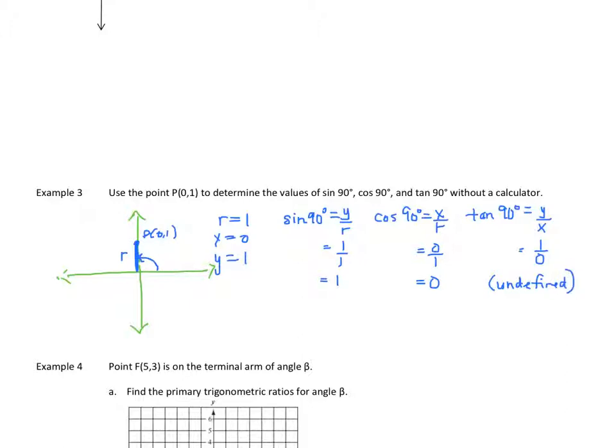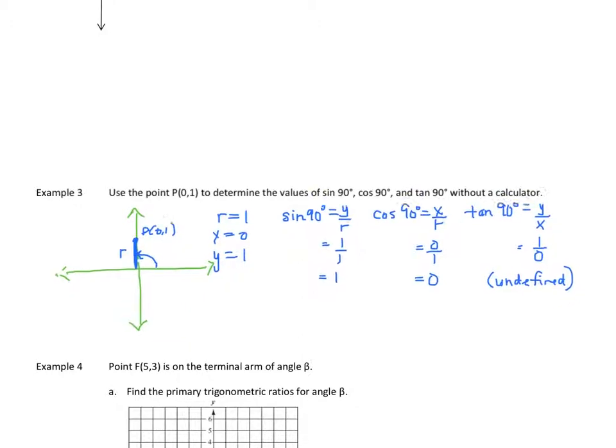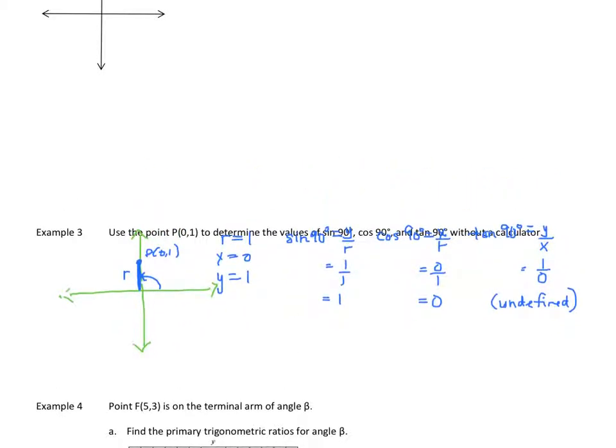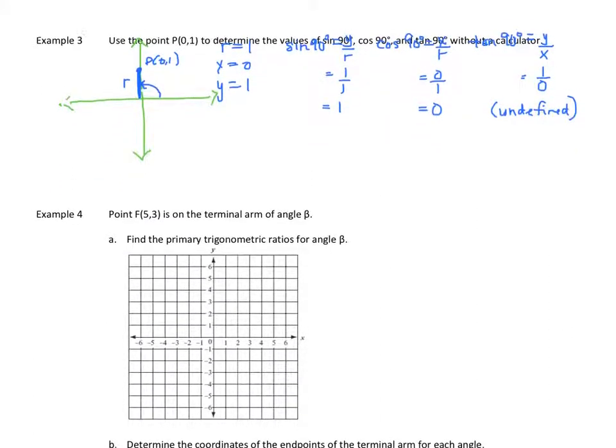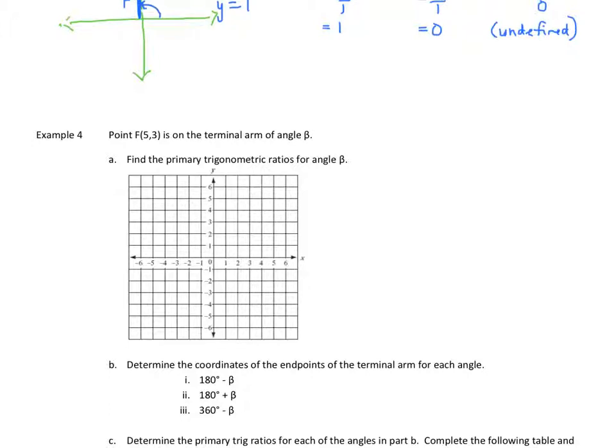All right, moving on to example 4. Example 4 says, point F with coordinates 5, 3 is on the terminal arm of angle beta. Find the primary trig ratios for angle beta. All right, let's go ahead and mark off the point 5, 3. There we go. So this is angle beta right here.